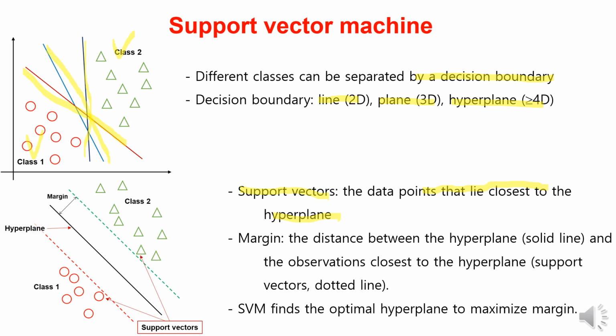hyperplane and the support vectors is called margin. The wider the margin, the higher the probability of correctly classifying the classes. Therefore, the support vector machine model aims to find a hyperplane that maximizes the margin.